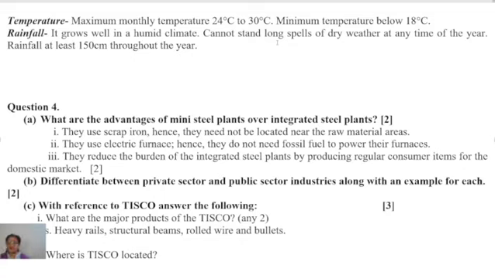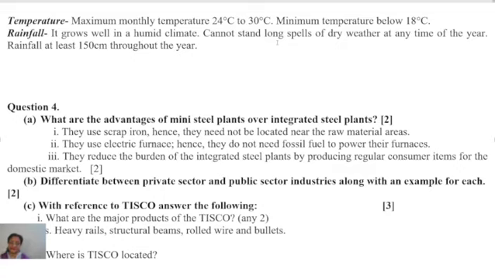And one more difference: private sector industries' main motive is to earn more and more profit, right? Their primary motive behind production or any such work is to earn more profit. But when we talk about public sector industries, the most important motive is to provide service to the people. The second motive is to earn profit. So these are the most important differences between the two.